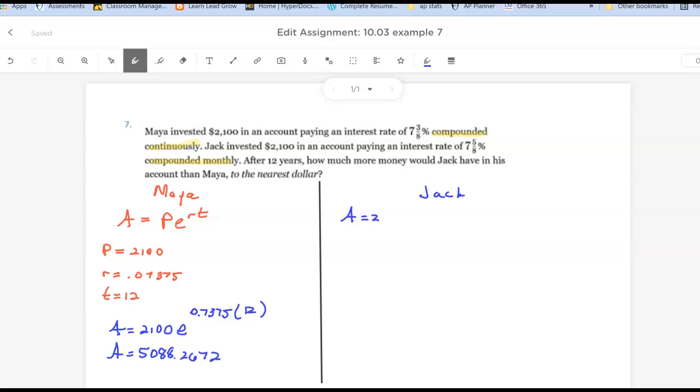Okay, now let's go on to Jack. Jack also invested $2,100, but his formula is different because he's compounding it monthly. So let's write down the correct formula. A equals P times 1 plus r, that's that interest formula that's compounded. So we divide r by n and multiply t by n. And now we write out the parameters. So he's investing $2,100. The interest rate is 7 5/8%.